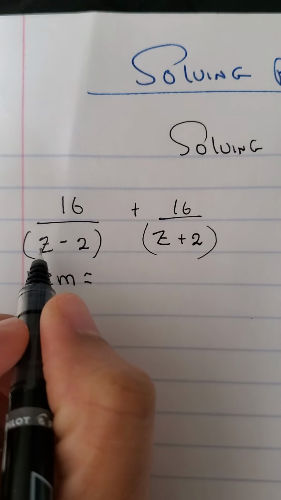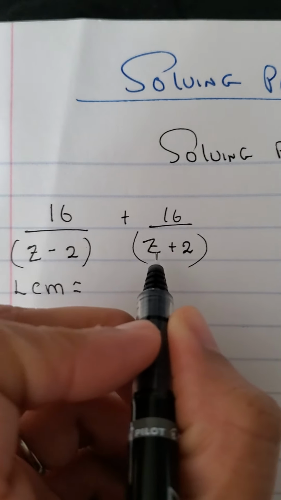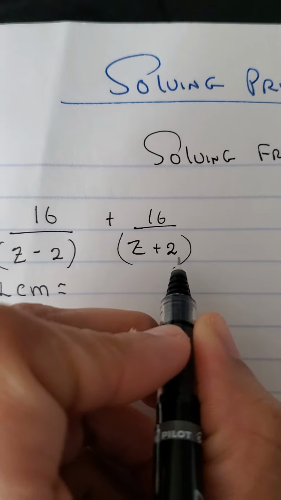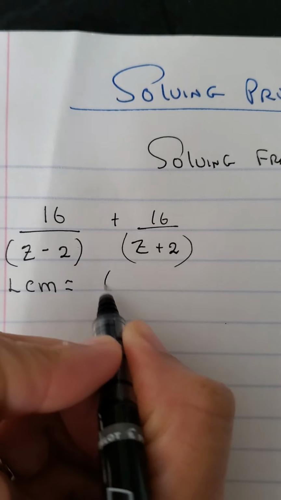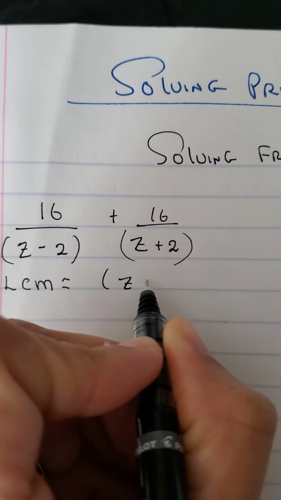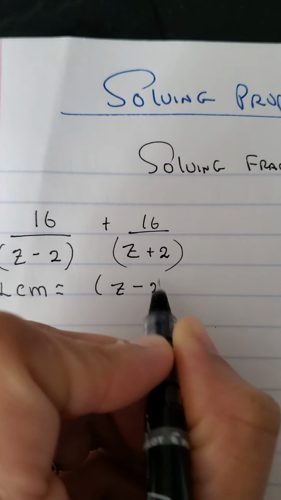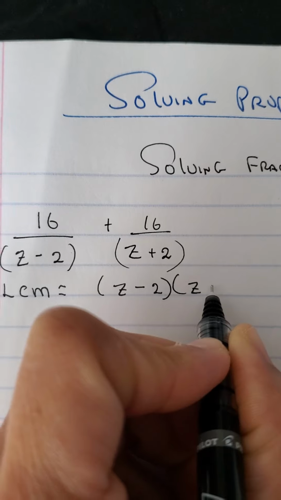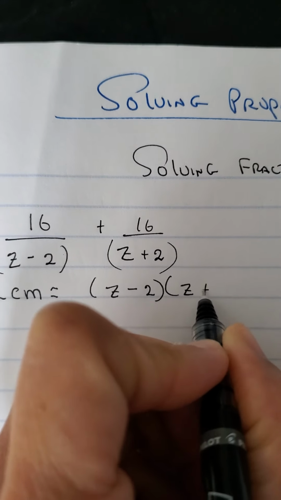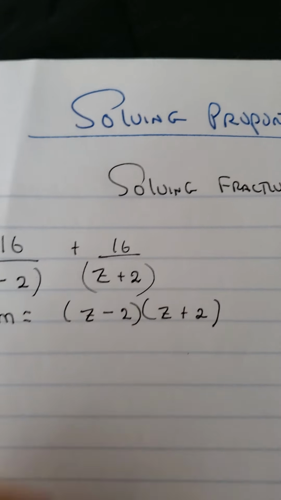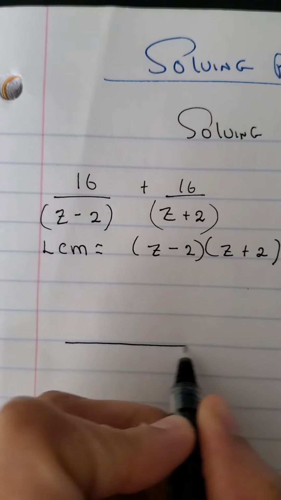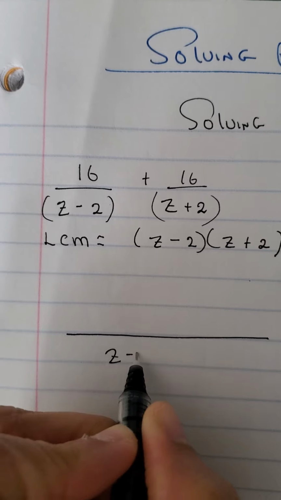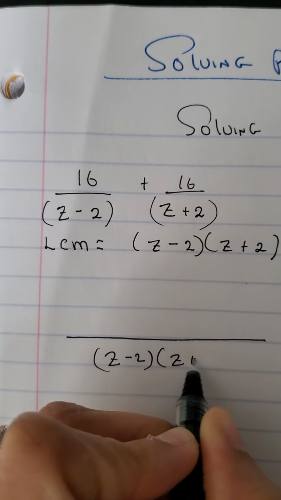So we see that this has a factor z minus 2, and this has a factor z plus 2. So in order for us to make them the same LCM, we would have to combine the unique factors in each denominator. So this is z minus 2 and z plus 2. All right. And then now we have our new denominator, z minus 2, z plus 2.